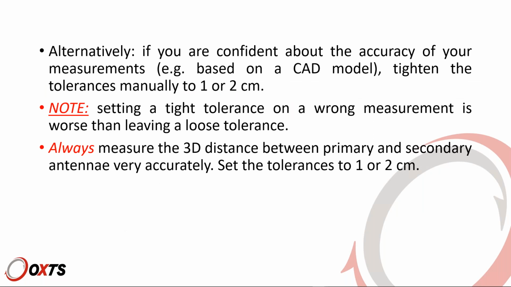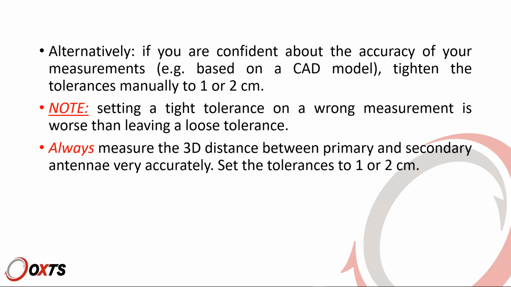Alternatively, if you are confident about the accuracy of your measurements, because for example you are based on a CAD model and you have built a mounting for everything, so you know exactly what all the distances and orientation angles are, you can tighten your tolerances manually to 1 or 2 centimeters and 1 or 2 degrees. Always keep in mind that setting a tight tolerance on a wrong measurement will be worse than leaving a tolerance loose. So only tighten the tolerance when you are sure of that.